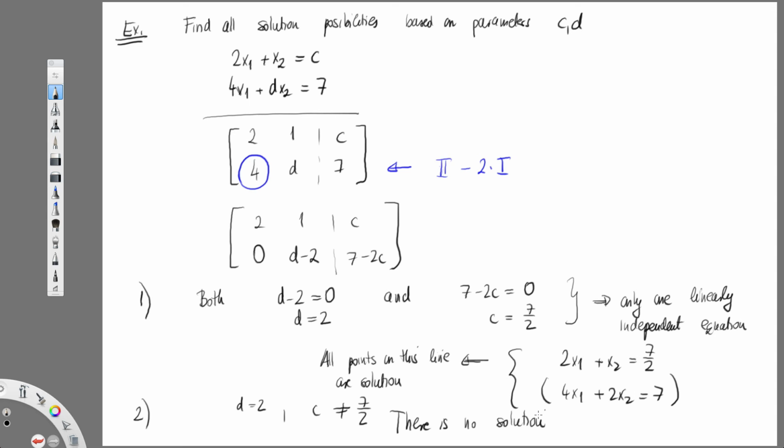And finally, what's the situation if 7 minus 2c is 0, but d minus 2 is not 0? Is that a problem? Are you talking about the augmented side, the right side? If the augmented side has something non-zero, so basically 0, 3, 0, is that a problem? That's fine, because the solution is 0. Solution is 0. So that's not an issue. Okay. So basically then all the other cases.